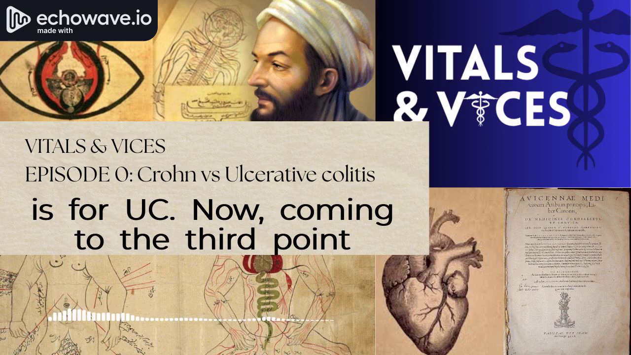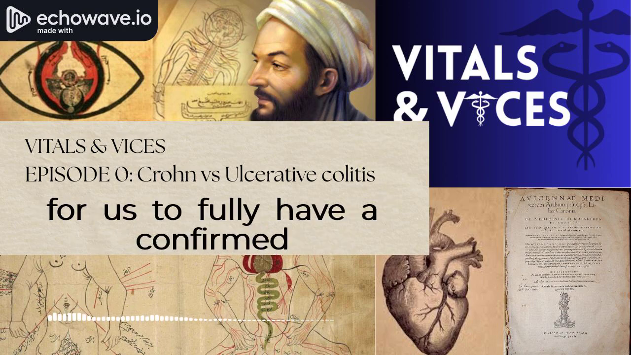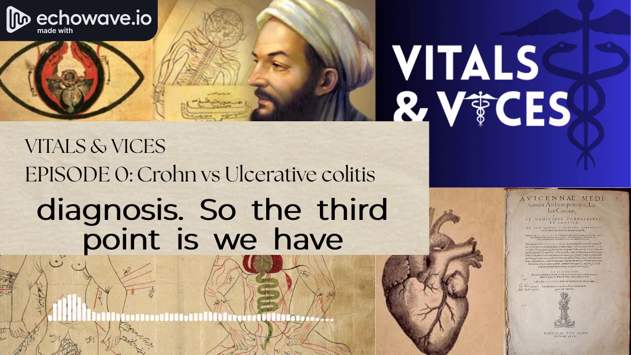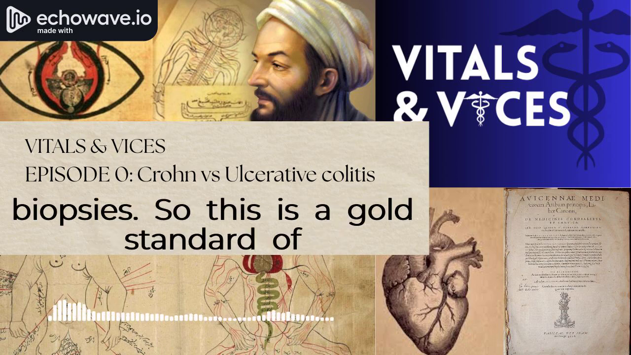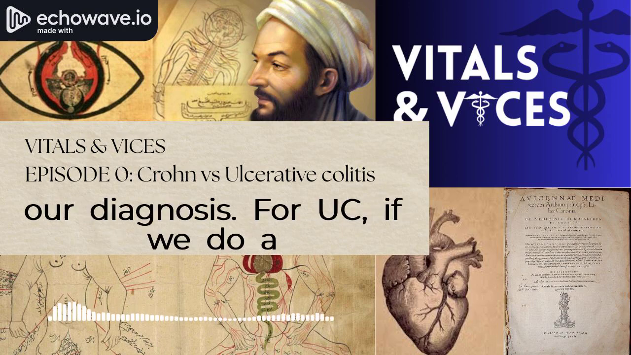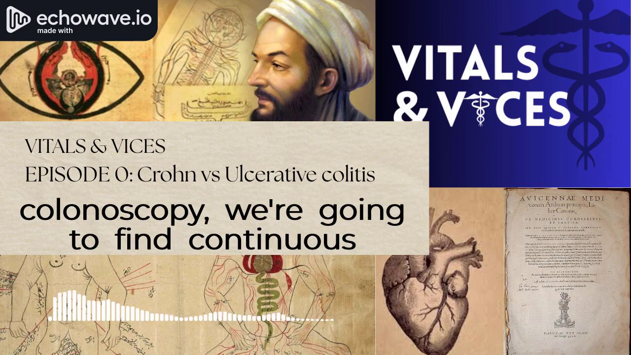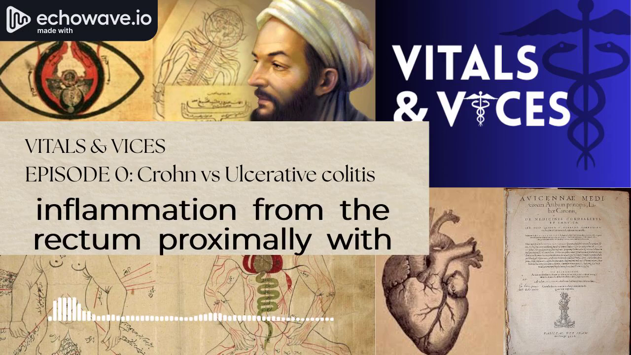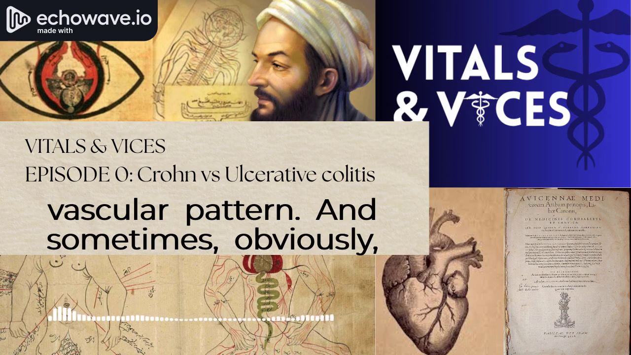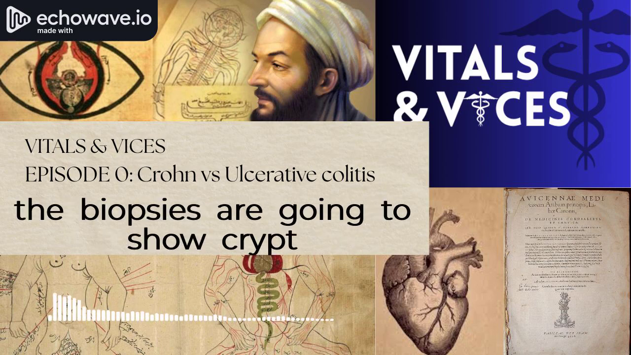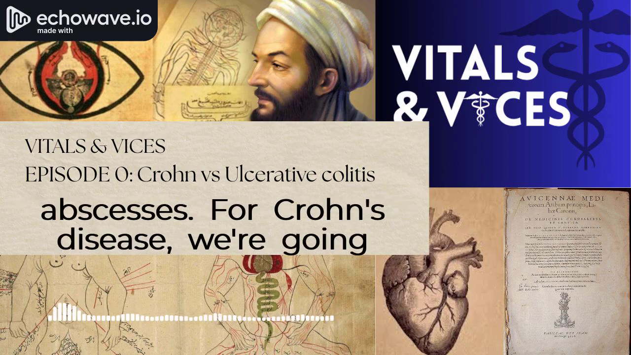Now, coming to the third point, for us to fully have a confirmed diagnosis, we have to do an endoscopy or colonoscopy with biopsies. So this is the gold standard of our diagnosis. For UC, if we do a colonoscopy, we're going to find continuous inflammation from the rectum proximally with friable edematous mucosa and loss of vascular pattern, and obviously the biopsies are going to show crypt abscesses.